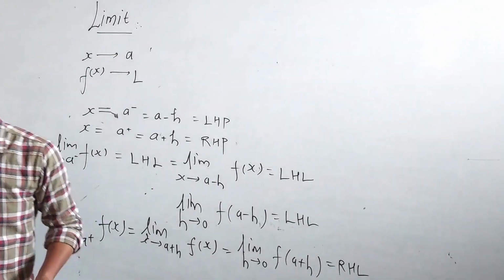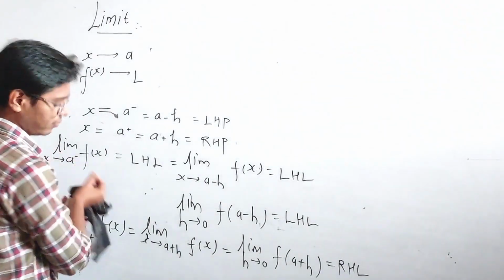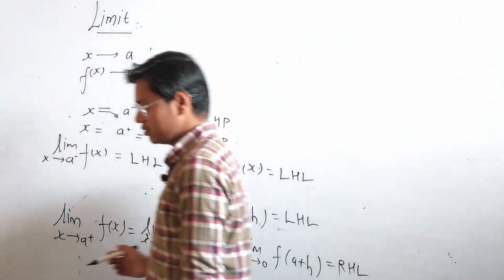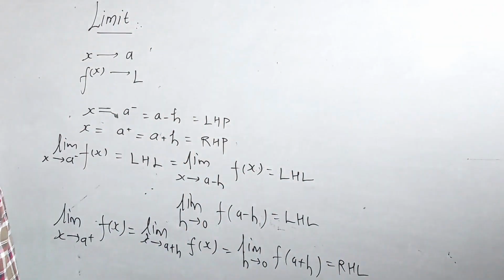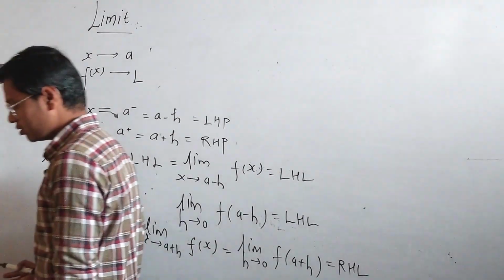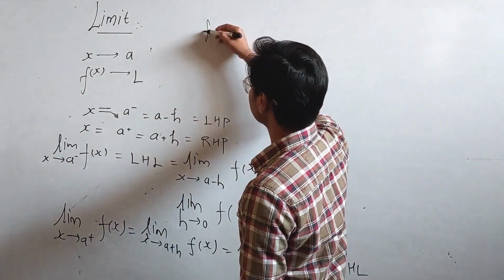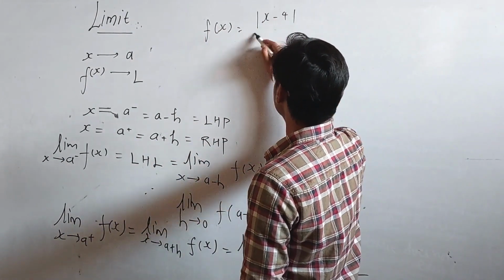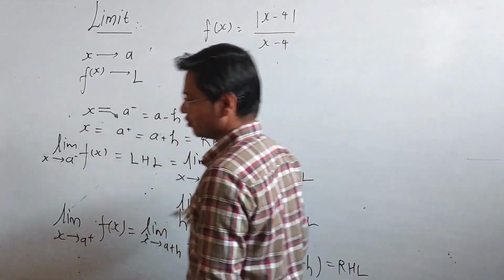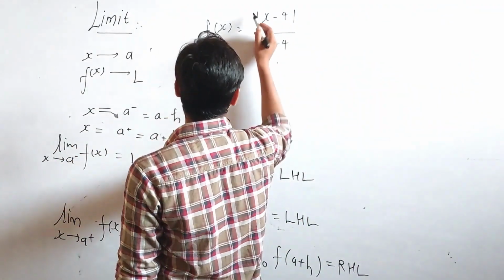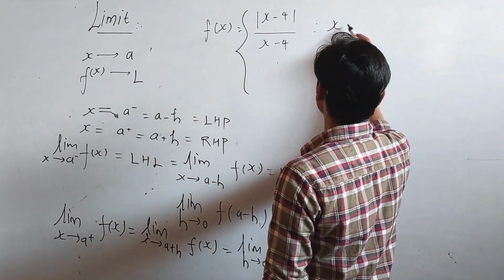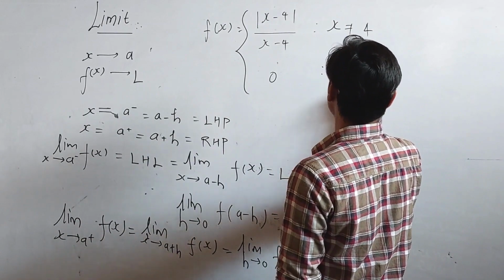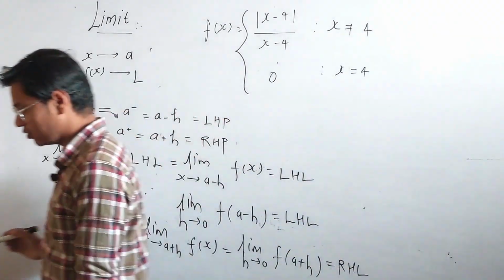Okay. Next, we take some examples to represent this concept. Let's suppose the first example is f(x) is equal to modulus of x minus 4 divided by x minus 4, when x does not equal 4, and 0 when x is equal to 4.